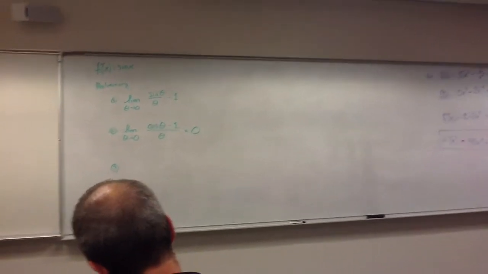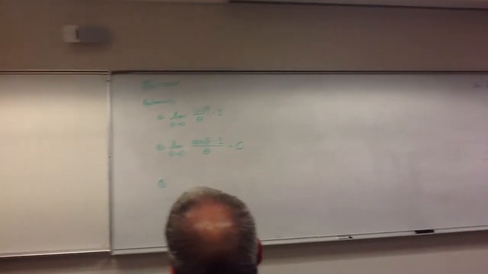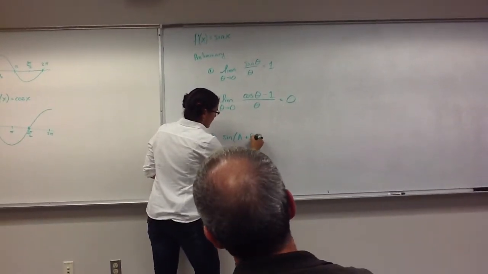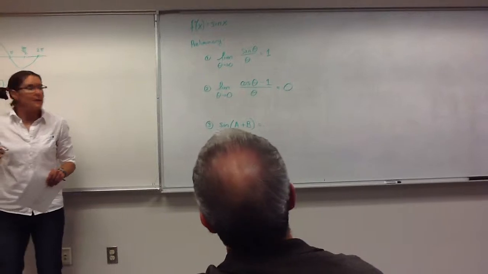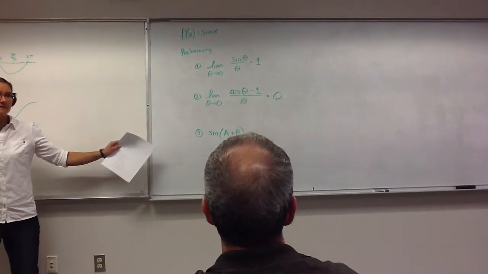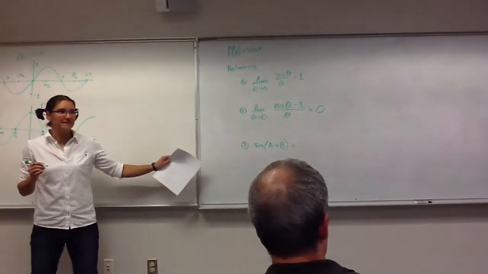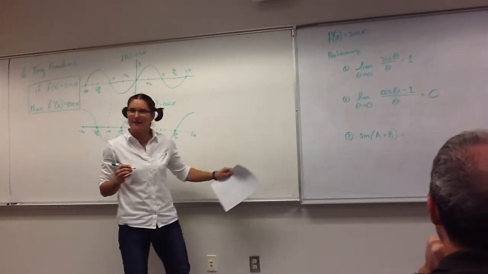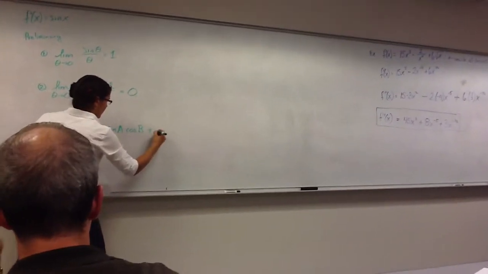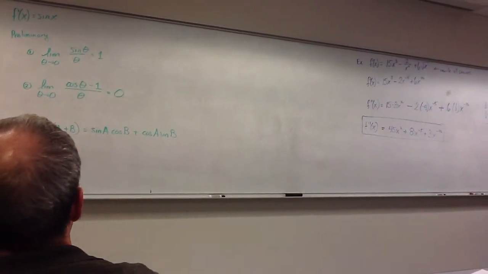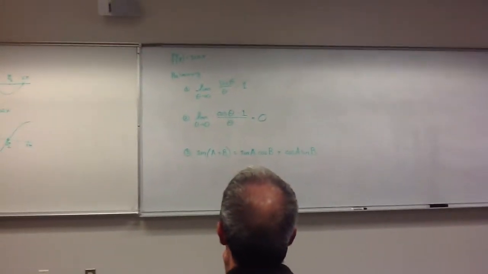And the third one, this is where all of your hard work in trig comes in. The third one is a trig identity. Does anybody remember what the sine of a plus b is equal to? Sine A cosine B plus cosine B sine A. Yeah, all right, so we've got it. Sine A cosine of B plus cosine of A times the sine of B. All right, so these three pieces of information are going to be useful in calculating this limit definition.